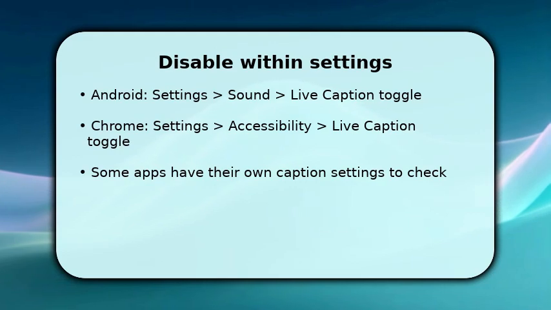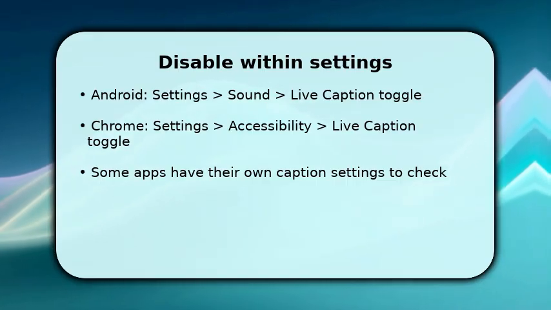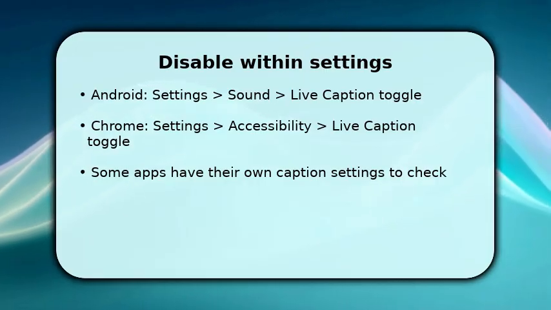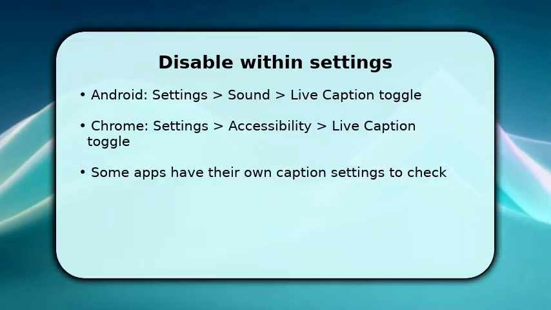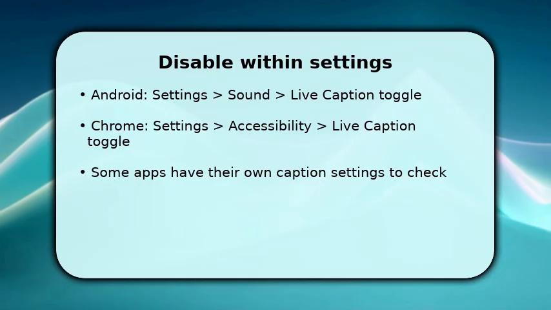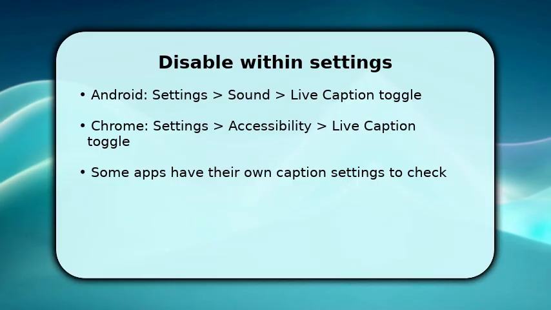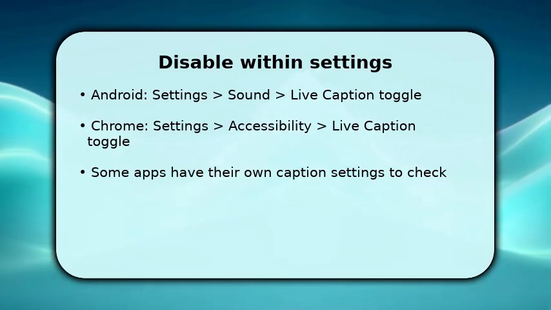Now you'll perform the actual toggle. On Android, go to Settings, then Sound, and switch Live Caption off. You may need to open Accessibility on some phones. In Chrome, open Settings, search Accessibility, and turn Live Caption off there. For apps like YouTube or media players, open their caption or accessibility settings and disable captions if they're still showing. Do this with the media playing so you can confirm captions stop immediately, which confirms success.